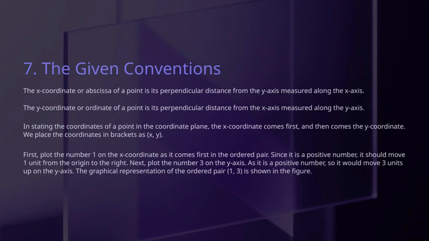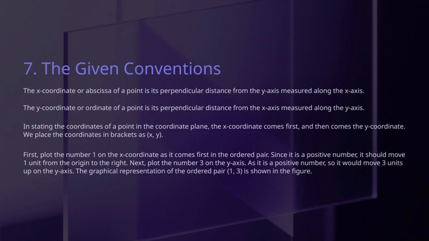Let's start by plotting the number 1 on the x-coordinate, since it comes first in the ordered pair. Because 1 is a positive number, it moves us 1 unit from the origin to the right. Next, we plot the number 3 on the y-axis. Since 3 is also positive, it moves us 3 units up along the y-axis. The point we end up with, (1, 3), is represented graphically in the figure.